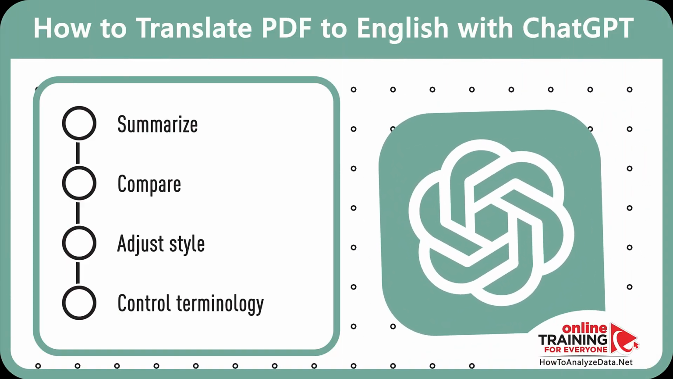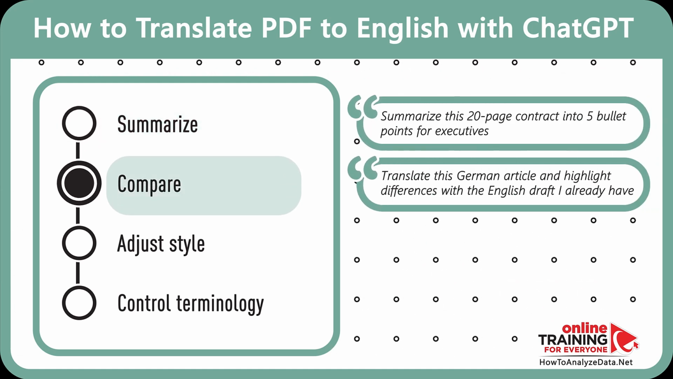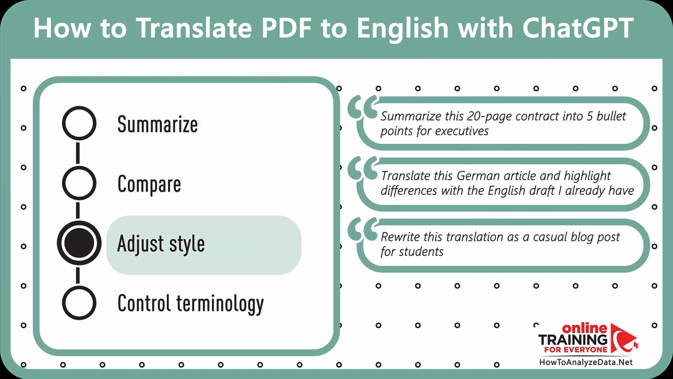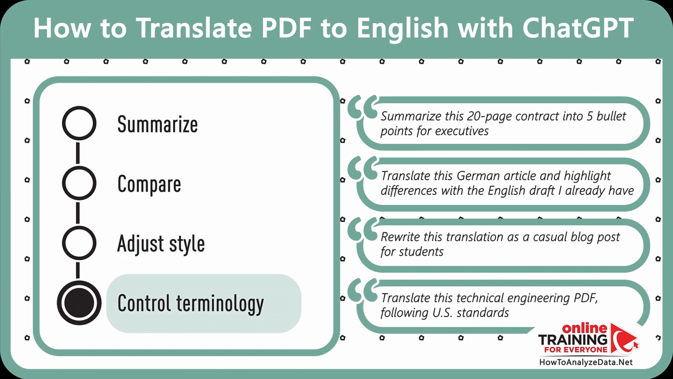Now, translations are just the beginning. With ChatGPT, you can also summarize documents. And here's a prompt for that. You can compare documents as well. You can adjust the style of the document. You can control terminology, and you can handle multiple languages at once.